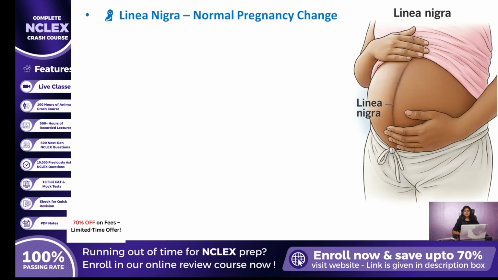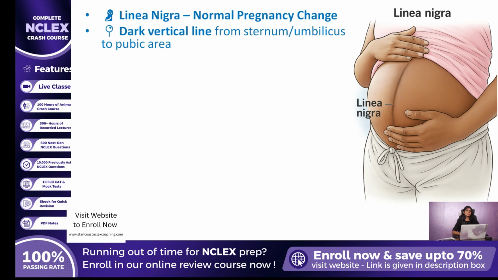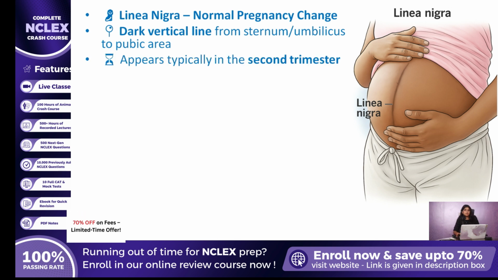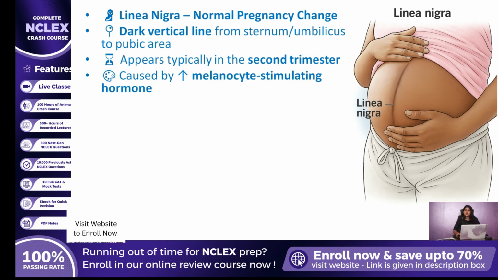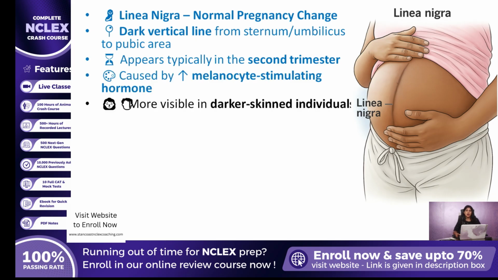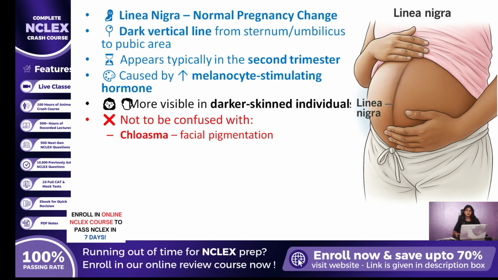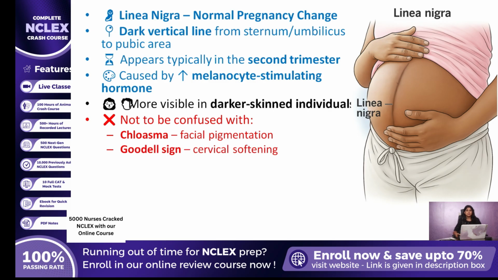Here is the rationale. Linea nigra is a normal skin change that appears during pregnancy, usually in the second trimester. It manifests as a dark vertical line running from the sternum or umbilicus down to the pubic area and results from increased production of melanocyte-stimulating hormone. This pigmentation is especially noticeable in individuals with darker complexions and is completely harmless. Cloasma, or the mask of pregnancy, affects the face and not the abdomen. Goodell's sign refers to softening of the cervix and is not visible externally. Striae gravidarum are stretch marks, which appear as streaks, not as a single vertical line.